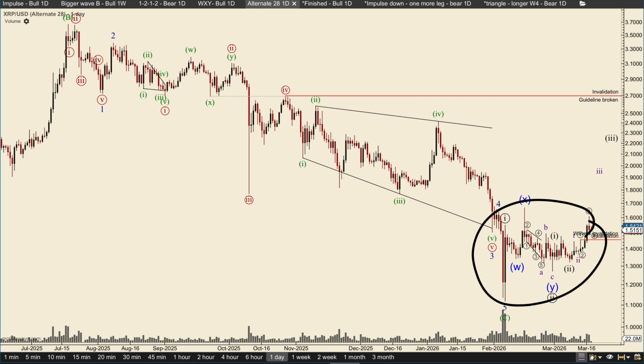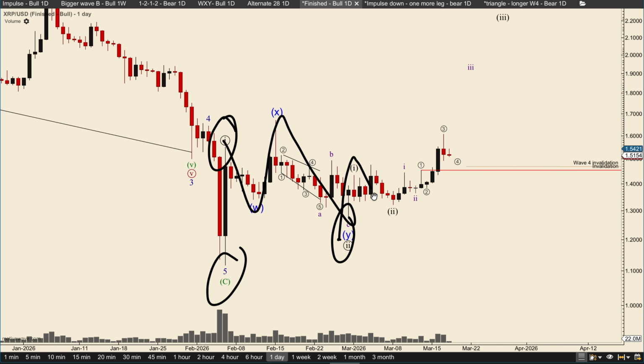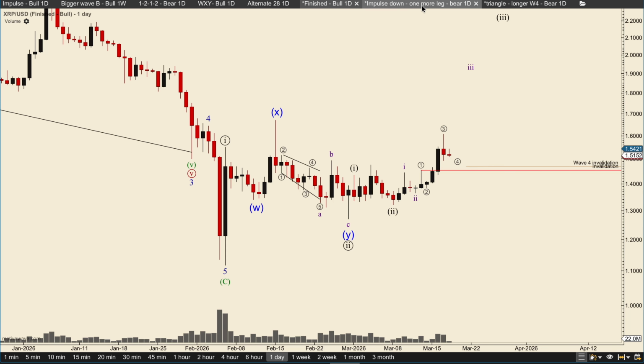And this is where I have the 3 different variants, if we are indeed finished or if we are looking for more downside. So if I zoom in on that part here, this is the main count where we have a wave 1, WXY2, and then 1, 2, 1, 2, 1, 2, 3, 4, 3, 4, and so on, looking for higher prices.